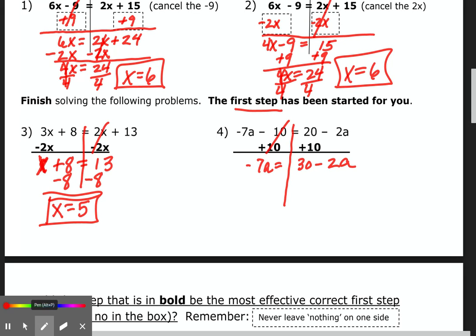So the inverse of a negative 2a would be a positive 2a. Whatever I do to one side, I do to the other. So negative 7 plus 2.